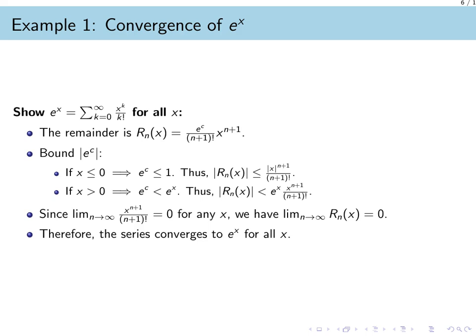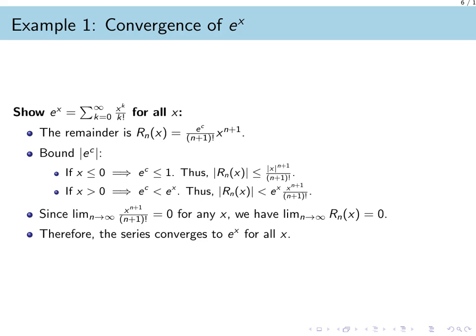We know that the limit of the fraction x to the power of n plus 1 over (n plus 1) factorial is 0 for any x. Since our remainder is always smaller than a term that goes to 0, the remainder itself must also go to 0. Therefore, the Taylor series for e to the power of x converges to e to the power of x for all real numbers.